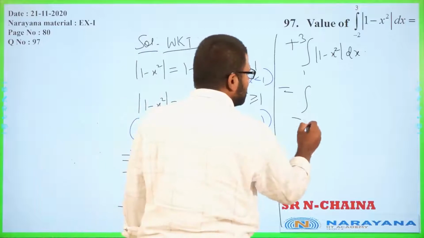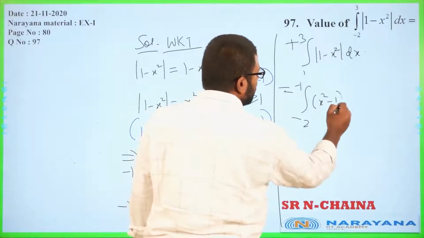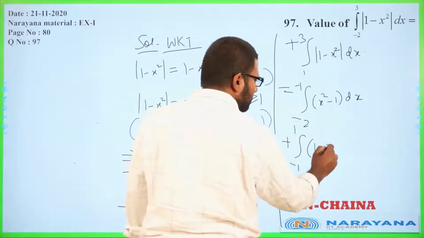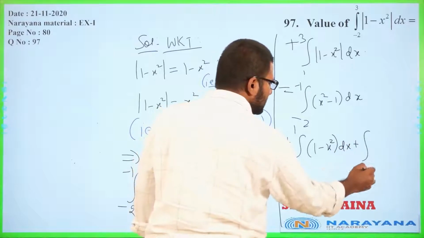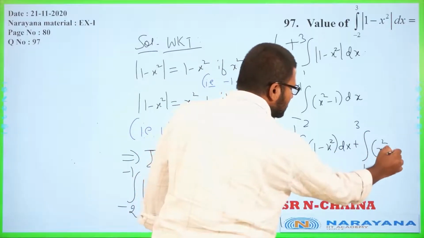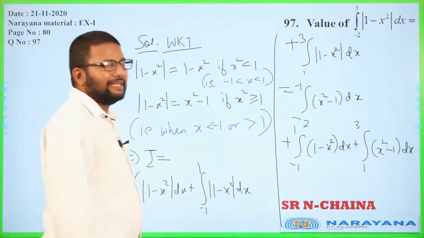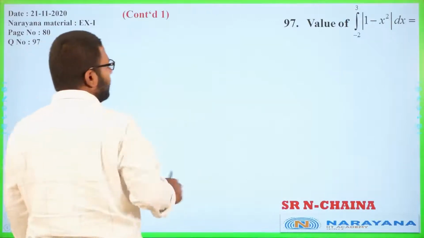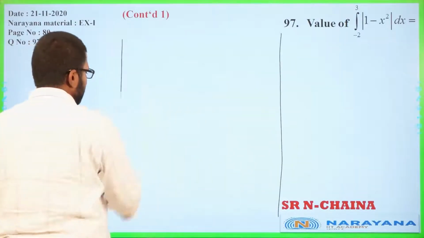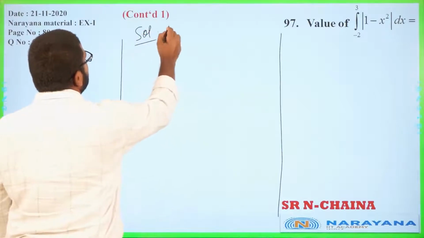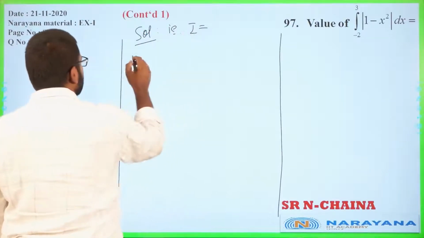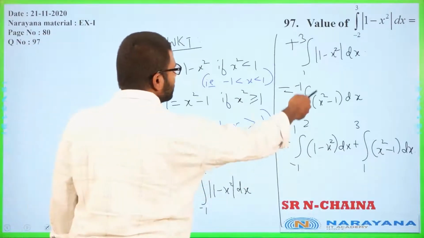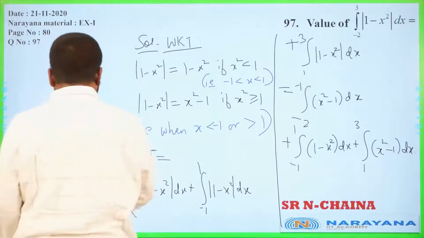So this becomes integral minus 2 to minus 1 x square minus 1 dx, then plus integral minus 1 to 1 of 1 minus x square dx, and then integral 1 to 3, once again we go back to x square minus 1 dx. Alright. So now it's just a matter of calculation, that is I is equal to, what is the integral of x square minus 1? I have this much, x cube by 3 minus x, right?